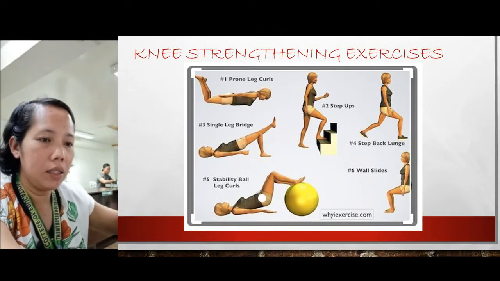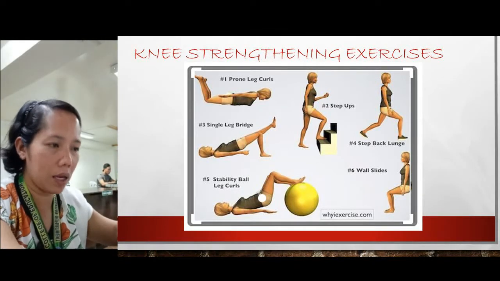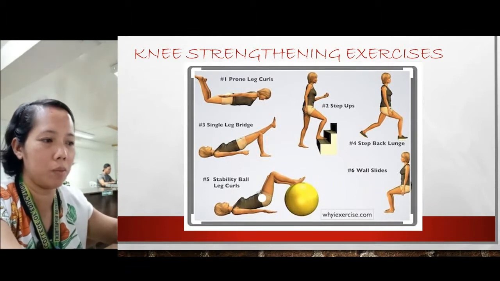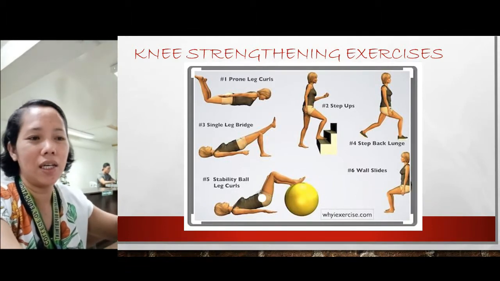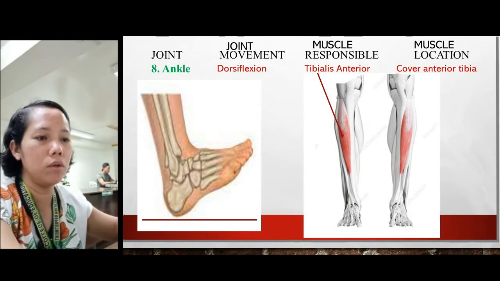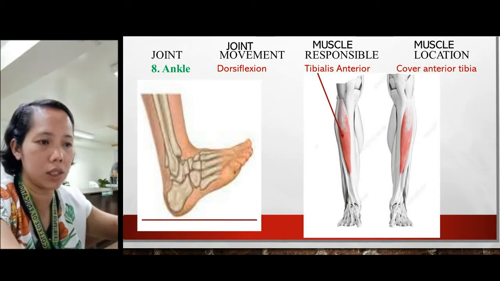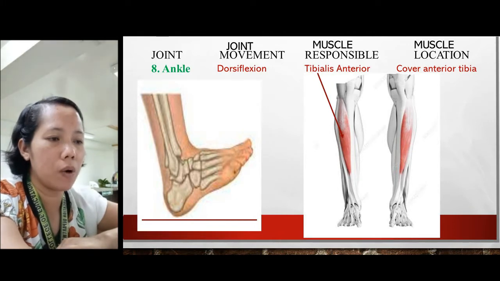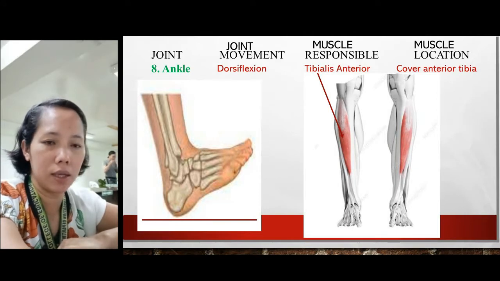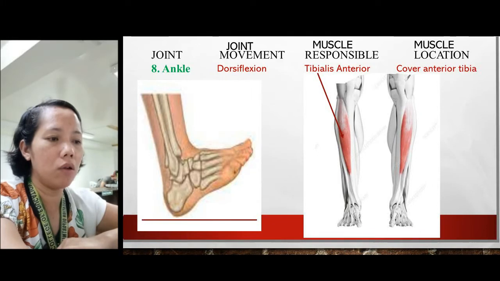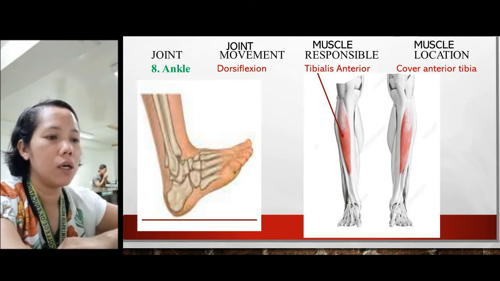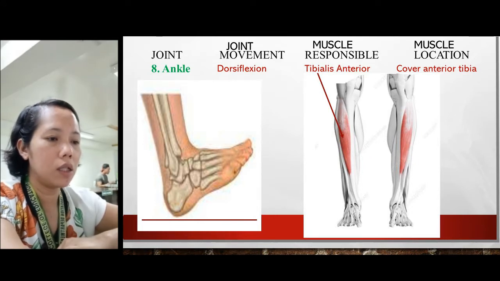Okay. And we are now down to the last joint of the body that we'll be talking about, the ankle. There are two movements we can do: the dorsiflexion and the plantar flexion. For the dorsiflexion, that's how it's done. The muscle responsible for that movement is the tibialis anterior. As you can see, the one colored pink there is the muscle responsible. The tibialis anterior covers the anterior tibia. That is the muscle location.